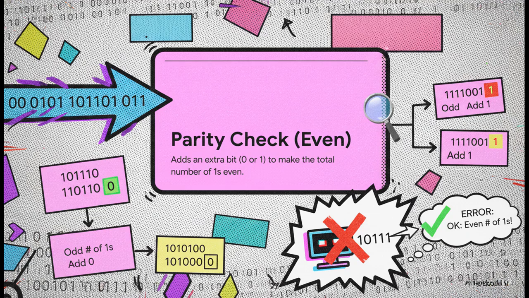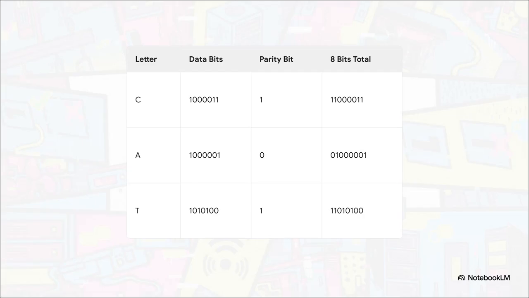An even parity check adds an extra bit, either a 0 or a 1, to the end of a string of data, just to make the total number of ones in that sequence an even number. So the crucial point: the receiving computer expects an even number of ones. If it counts an odd number, it instantly knows something went wrong. Let's actually defeat the final boss of data corruption by solving this parity check puzzle together.